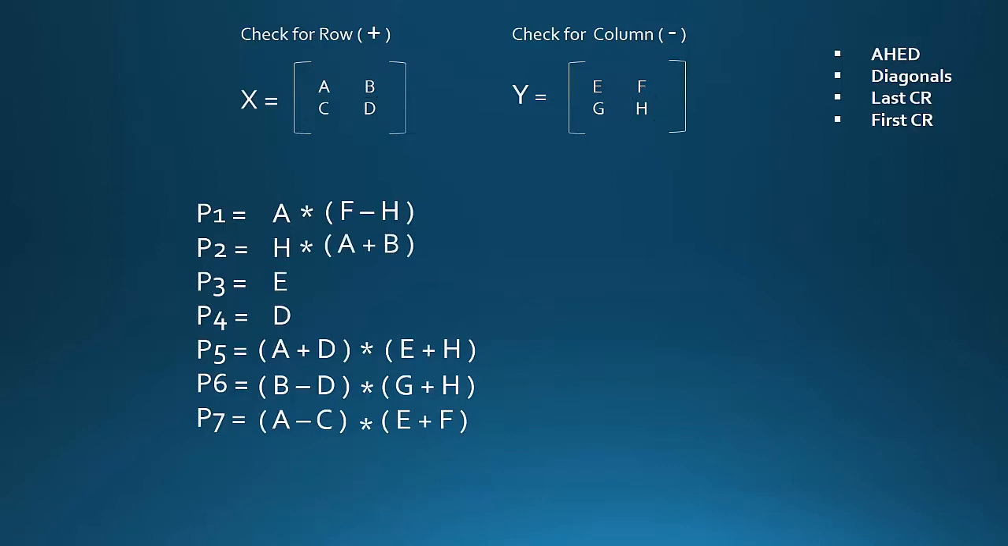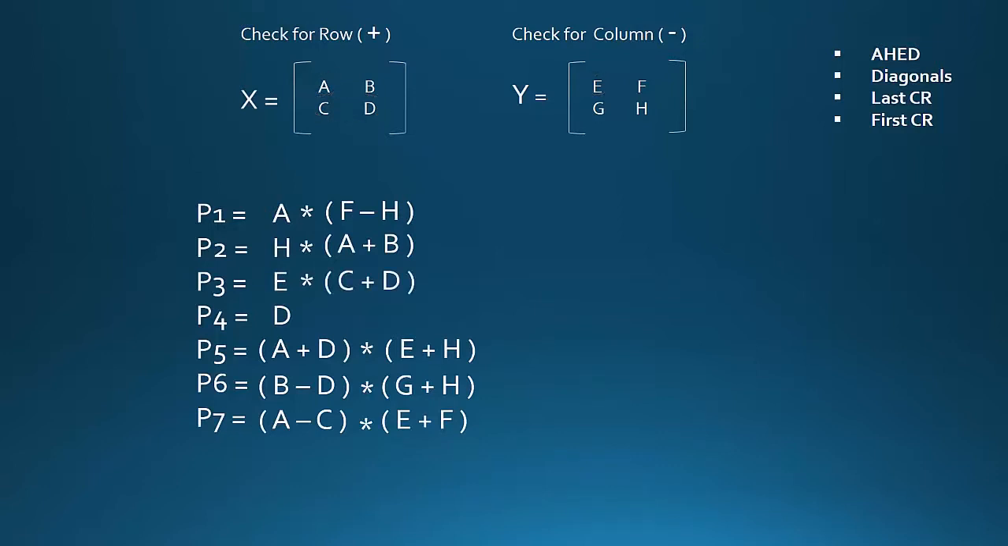Now consider P3. In P3 we have E. The opposite corresponding element of E is A. And since A is in X, we will check for rows, and the opposite row is CD. We will use a positive sign here as we are considering a row, so we will write C plus D.